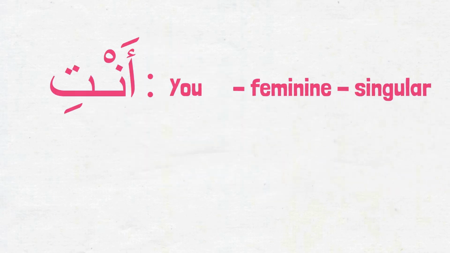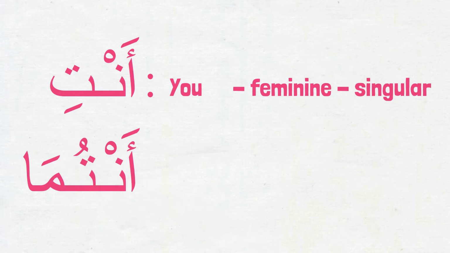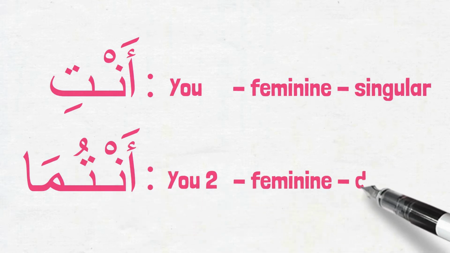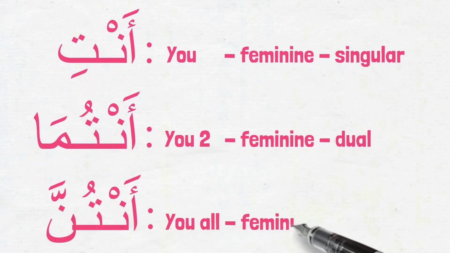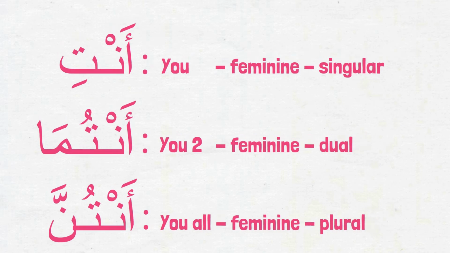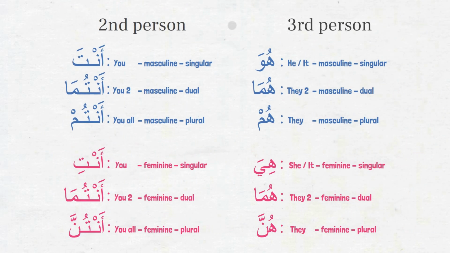Anti is you for feminine singular. Antuma is you two for feminine dual, which is the same as you two for masculine dual. And antunna is you all for feminine plural. So for the second person, we've got anta, antuma, antum, anti, antuma, antunna, which are translated in the same order as you, you two, and you all for masculine, you, you two, and you all for feminine.